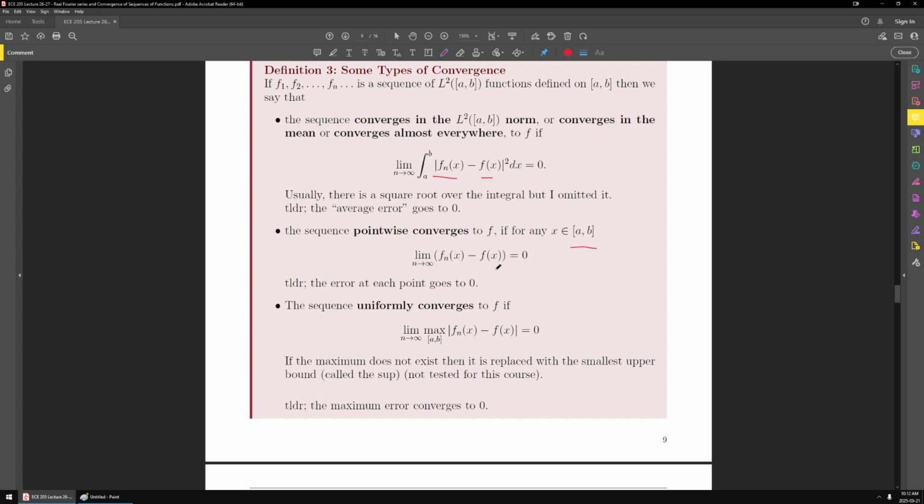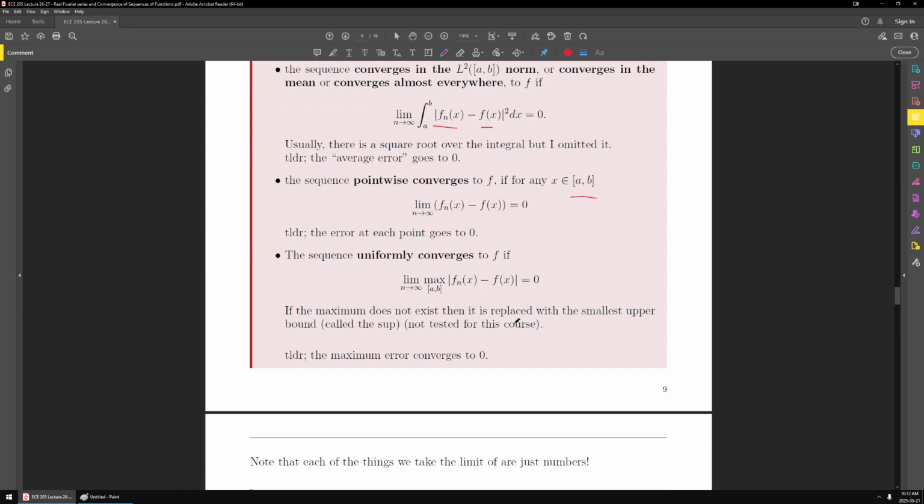So there's a thing called almost everywhere pointwise convergence, but not getting into that. Uniform convergence: what do you do? You take fn minus f, and you compute its maximum over a and b.